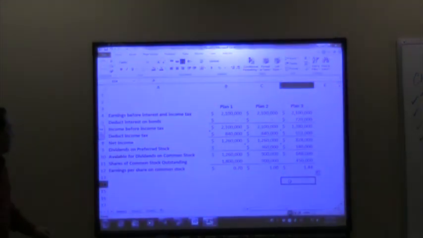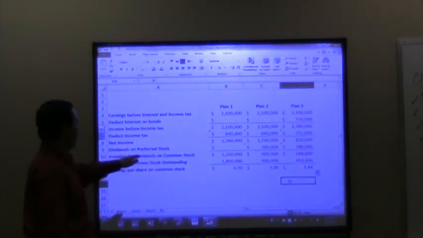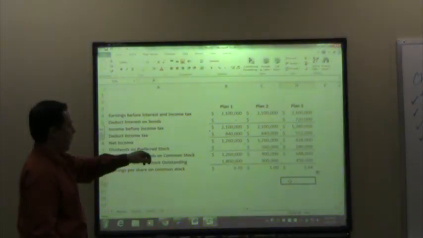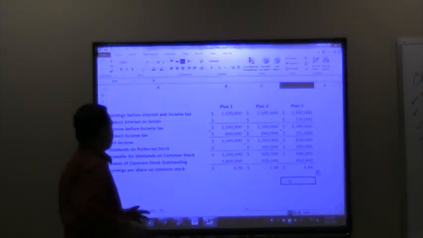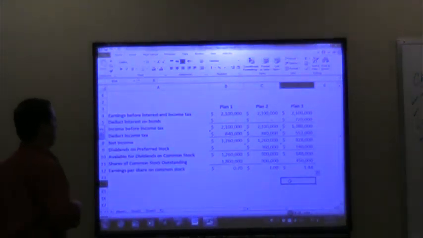All right, so looking at each of these plans, we can see that plan 1 isn't as good, at least for earnings per share, than plan 2, and plan 3 is better. Now, it does depend on how much money you're making. And so those are some of the things that we're going to look at here.